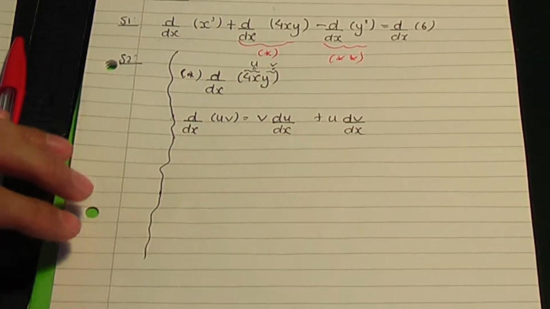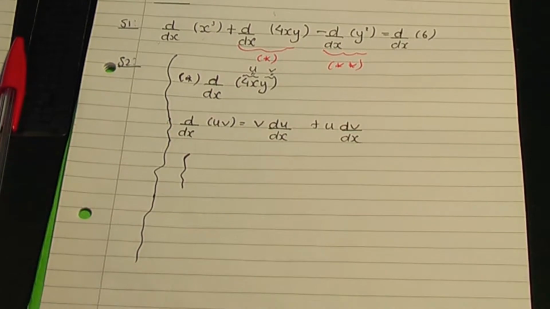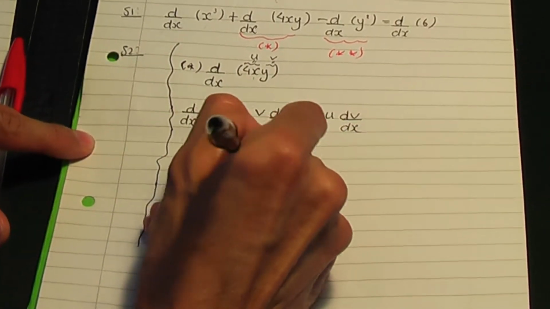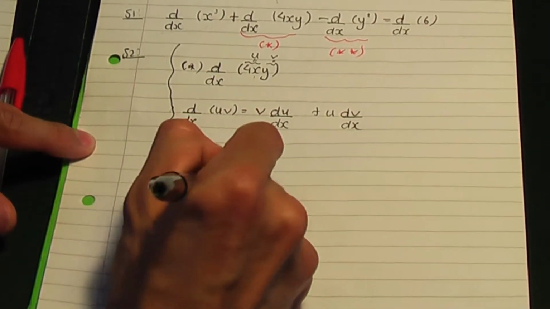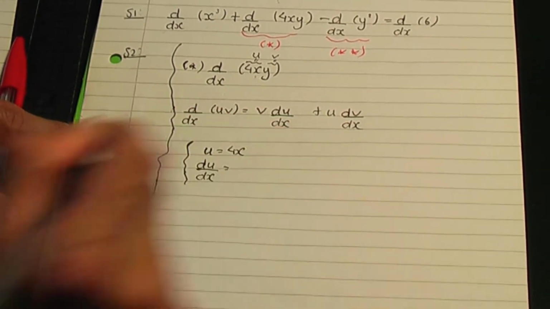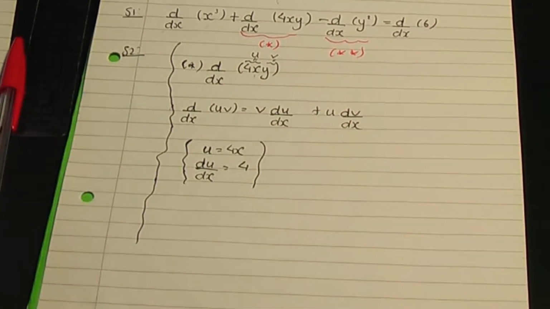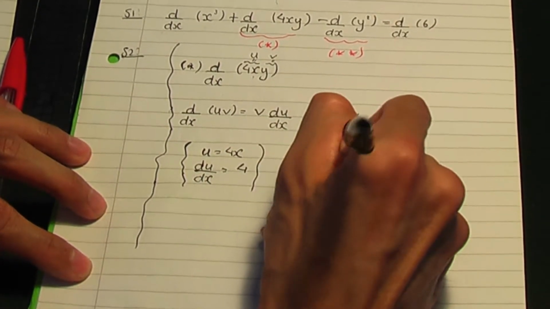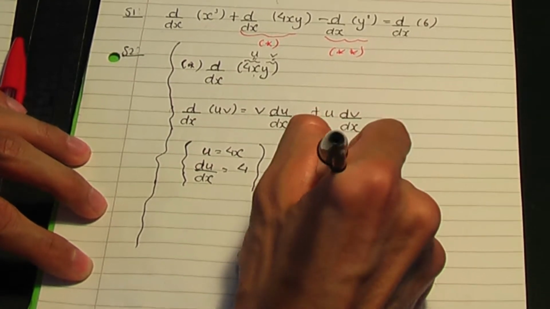Let me do a side calculation within a side calculation. My u is 4x. However, we need du over dx. When I differentiate 4x, it's simply 4. Let me do another side calculation. v, on the other hand, is y. Let's work out dv over dx.